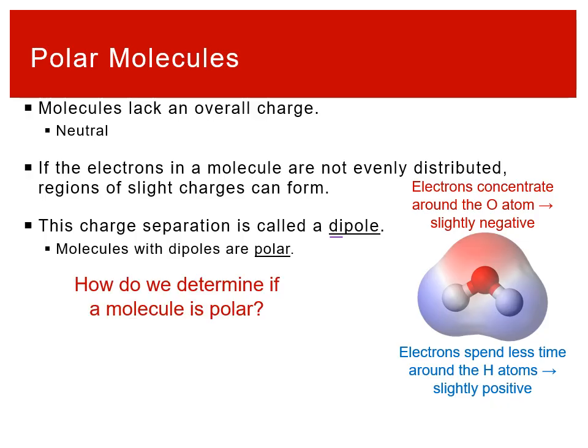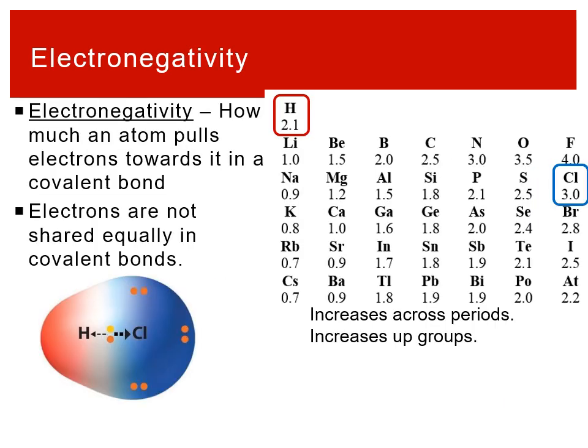So how do we determine if a molecule is polar? Polarity starts at the bond level. We know that two different atoms share electrons in a covalent bond. But electronegativity tells us that not every atom pulls equally on sharing those electrons. This is a periodic trend. Fluorine in the top right on the periodic table has a really high electronegativity. It doesn't share electrons very well. It pulls them towards it.